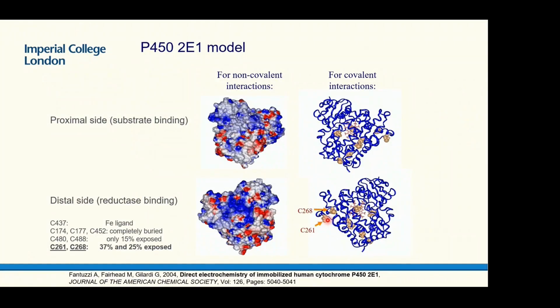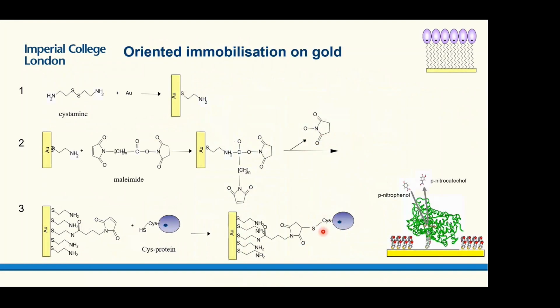So directed immobilization on gold doesn't work, but what we can do is make a self-assembled monolayer on gold and then tether the protein to the monolayer. So we use a two-stage monolayer formation, initially with cysteamine, and then the amine group of the cysteamine reacts with this succinimidyl maleimide group.